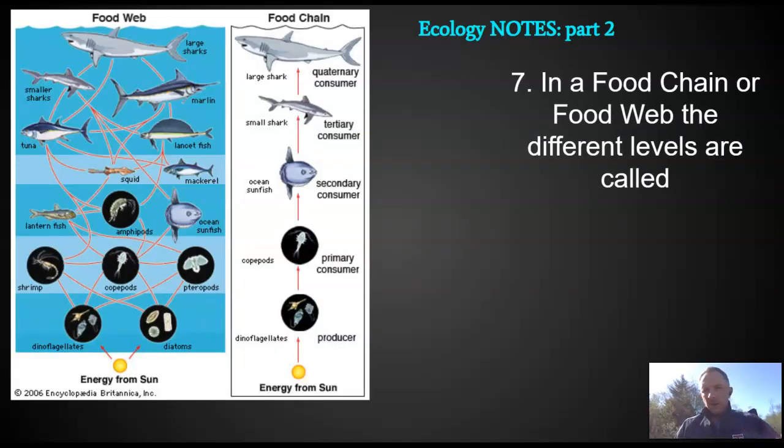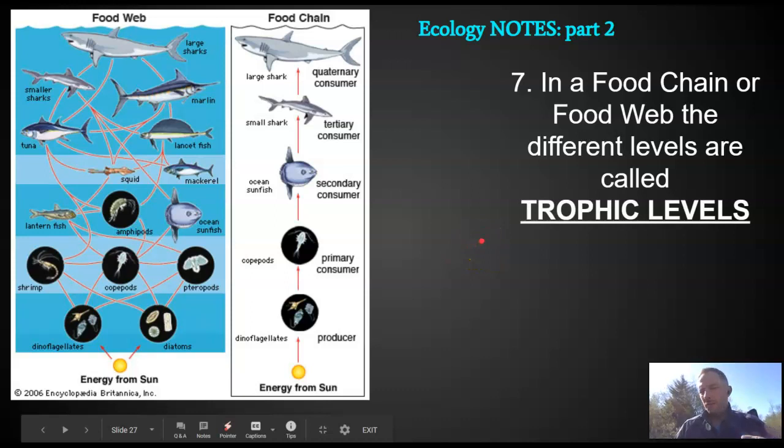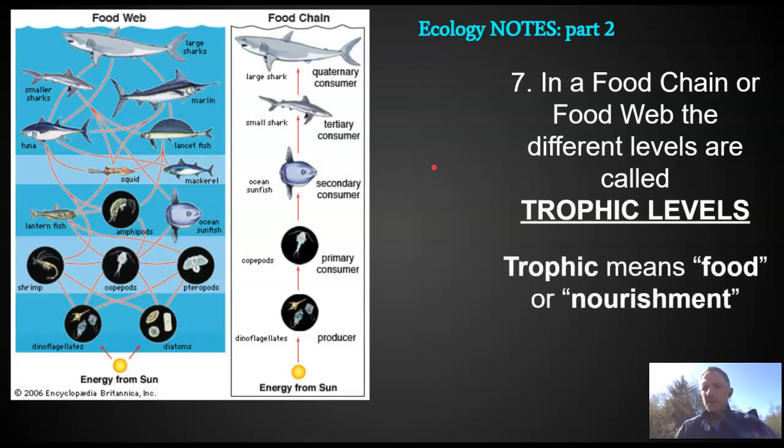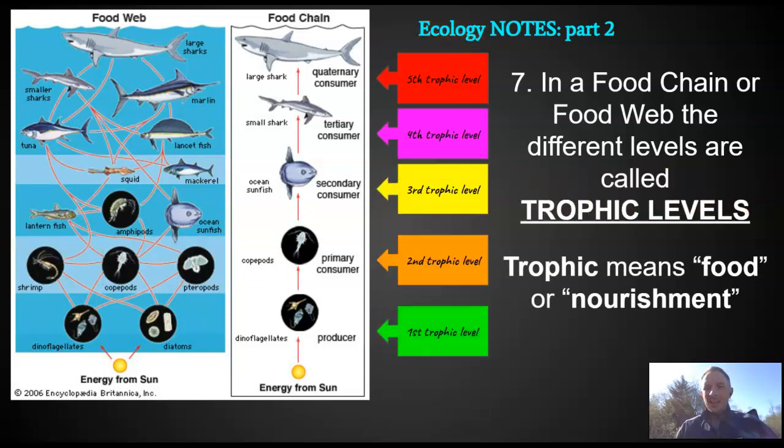Okay. In a food chain or food web, the different levels, just a vocab word you need to know because I'm going to use it, are called trophic levels. Trophic means food or nourishment, okay? Each level is like a feeding level, right? So the first trophic level is always made up of primary producers. Primary producers are the base of everything in an ecosystem. If nothing is produced, nothing can be consumed. So you have to have the primary producers.